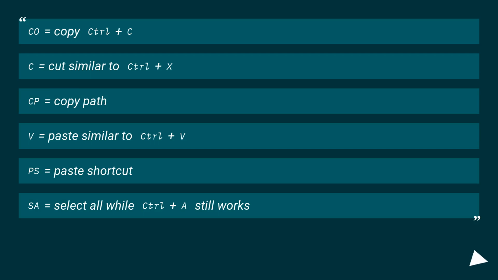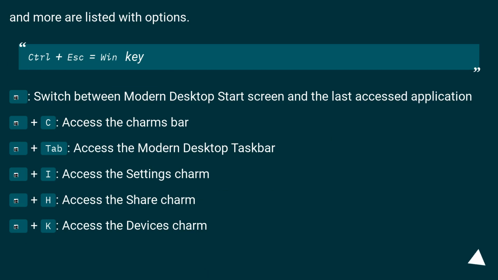CO equals copy, Control plus C. C equals cut, similar to Control plus X. CP equals copy path. V equals paste, similar to Control plus V. PS equals paste shortcut. S equals select all, while Control plus A still works. And more are listed with options.